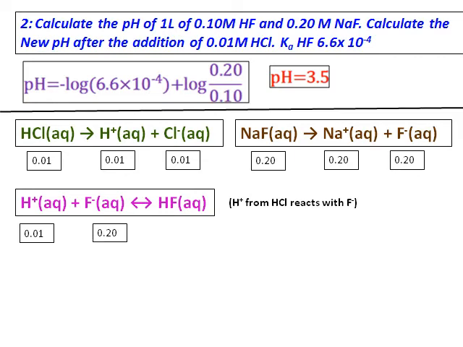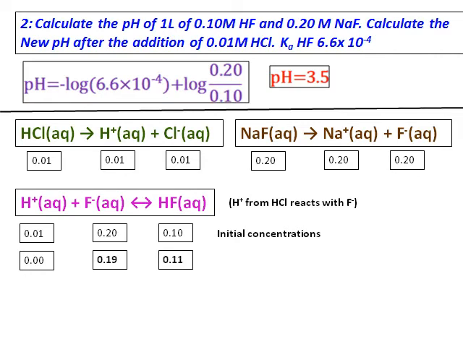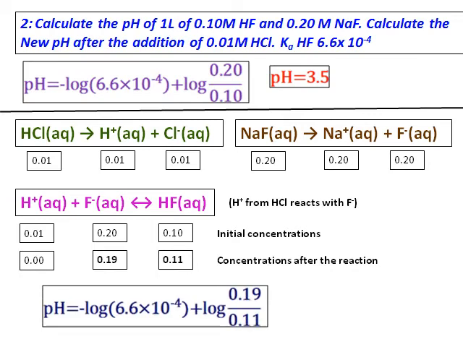So now the initial concentrations of hydrogen, fluoride and HF are given there. When the hydrogen ion reacts with the fluoride ion, it gets consumed, the concentration of F minus decreases and the concentration of HF increases. So now I have the new concentrations. With the new concentrations for F minus and HF, calculate the pH, and I get that as equal to 3.3.